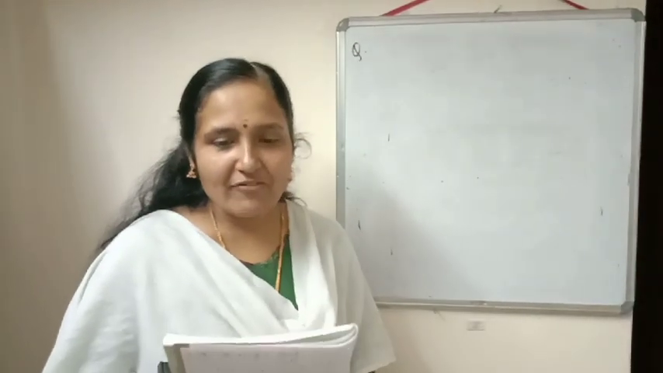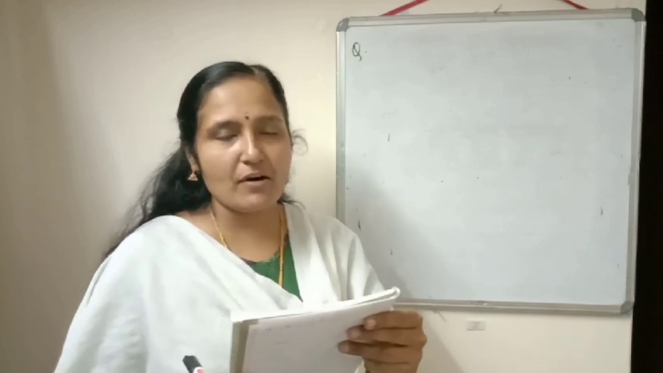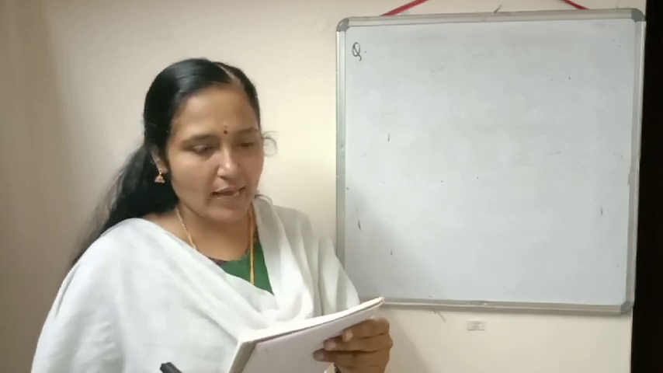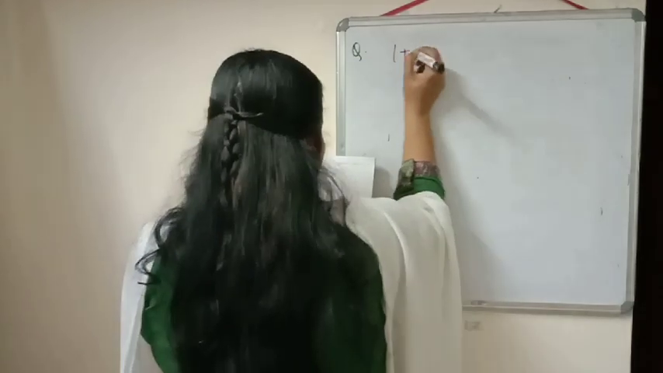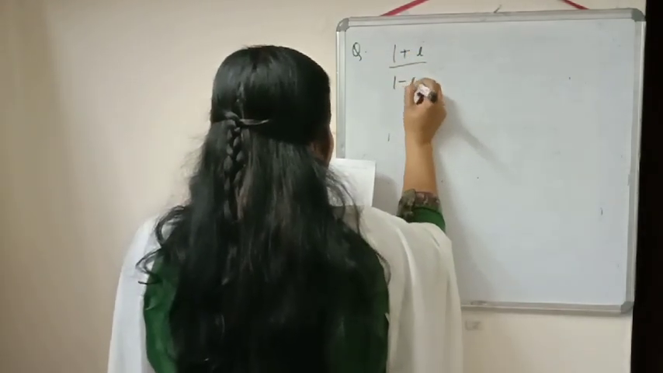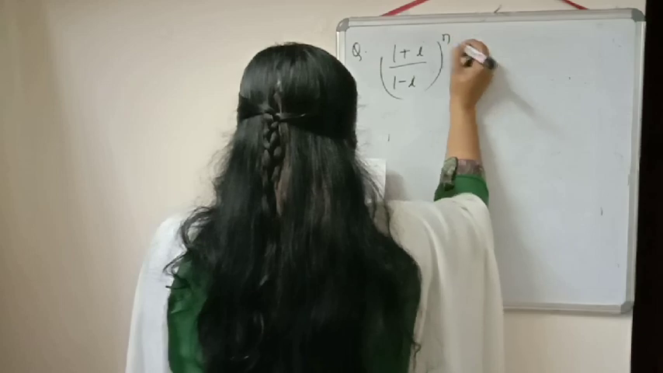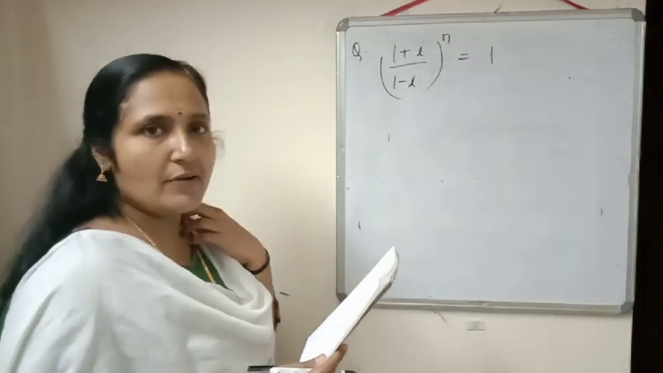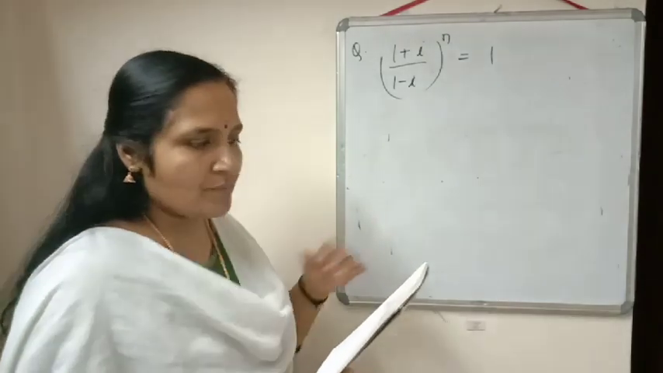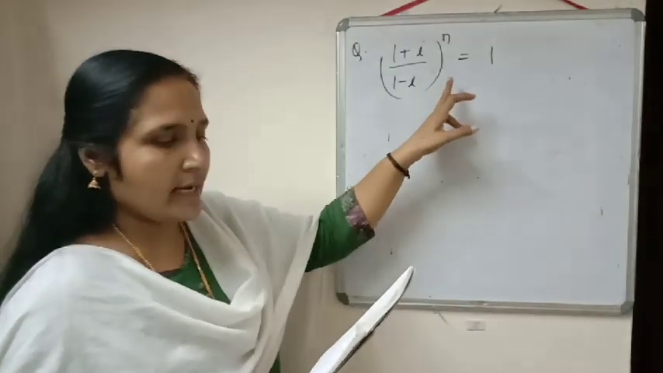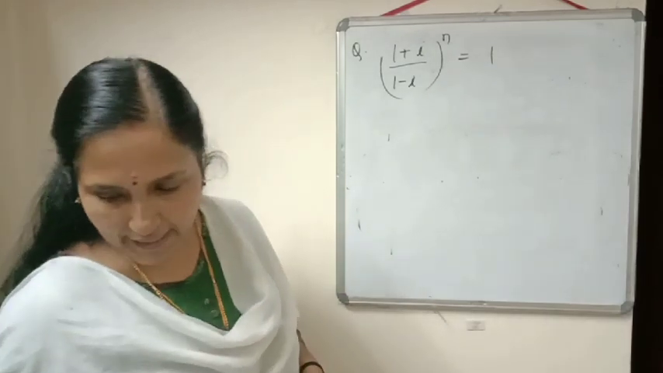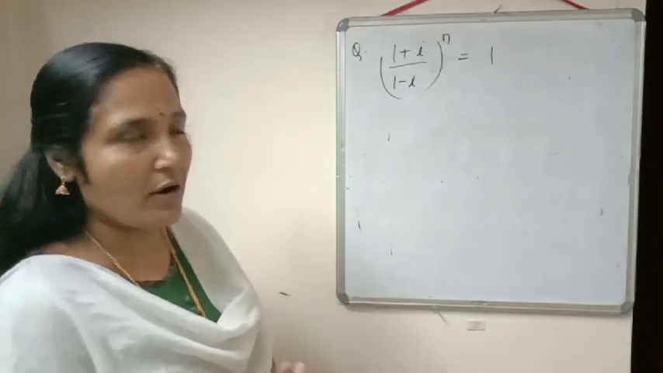Next question is: find the least positive value of n for which (1 + i)/(1 - i) whole raised to n is equal to 1. So we have to find the least value of n.